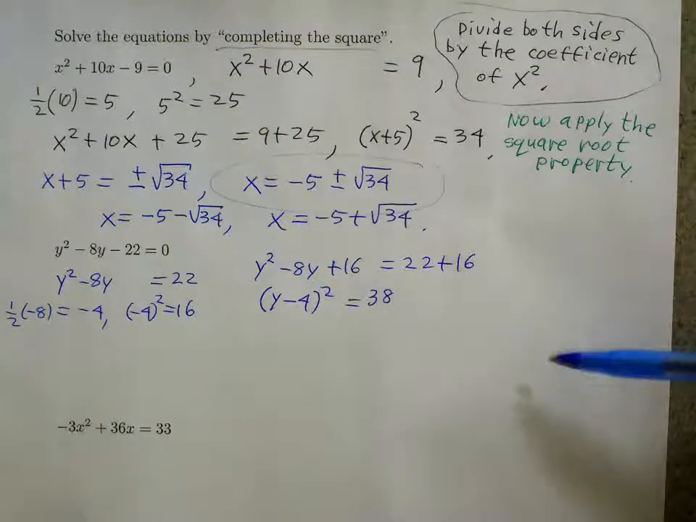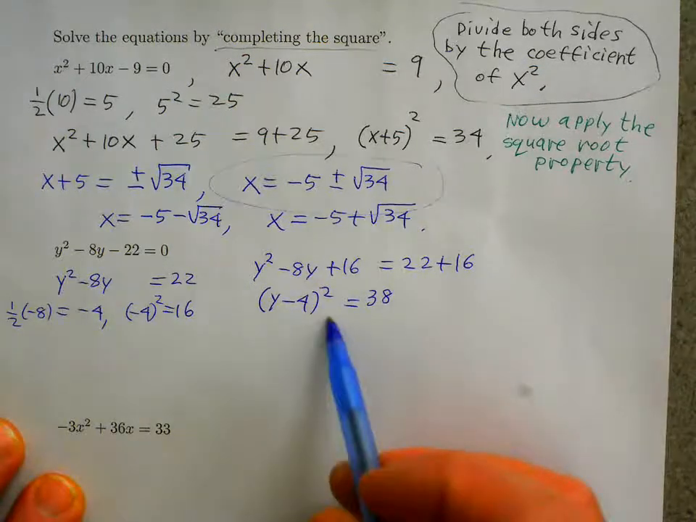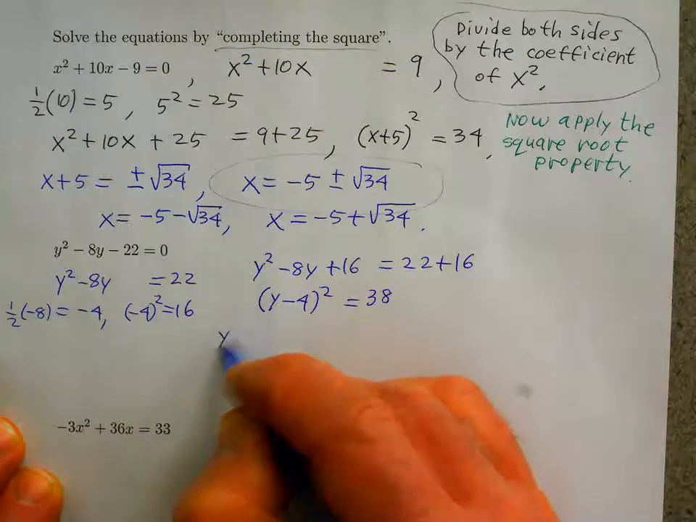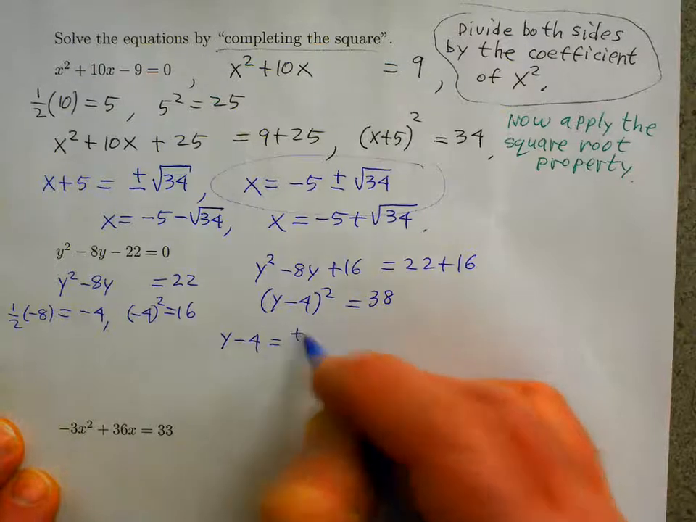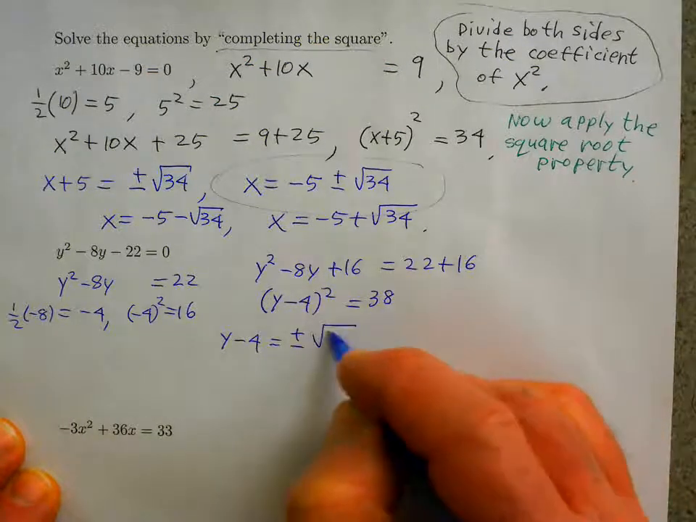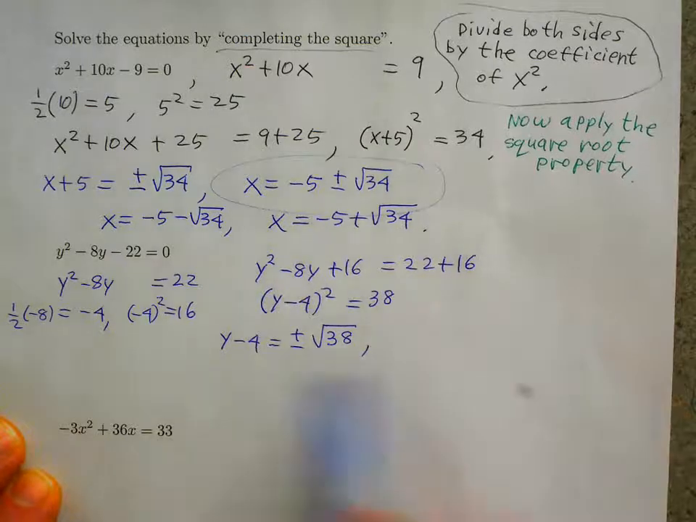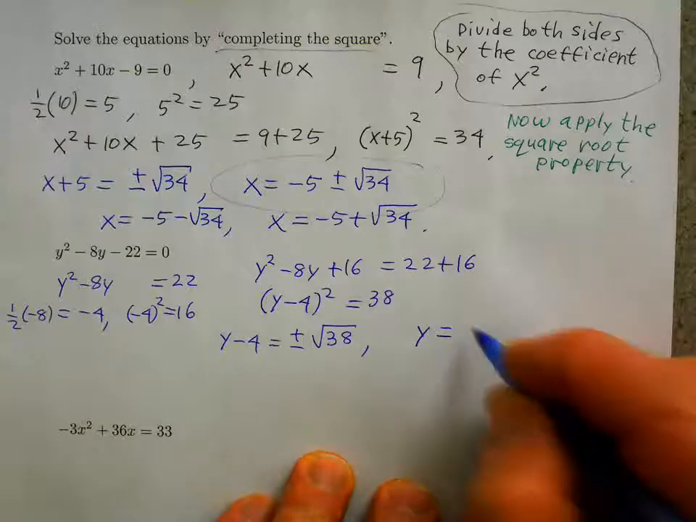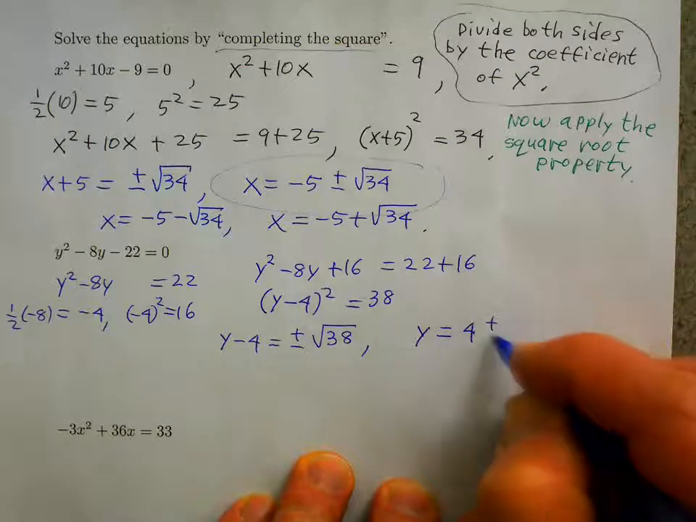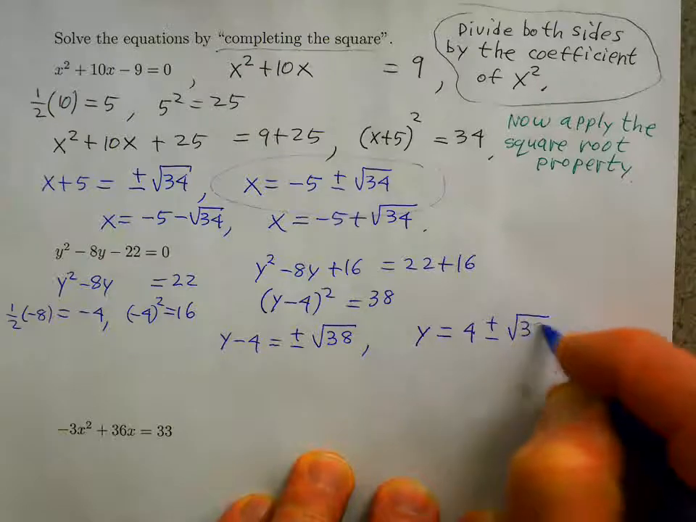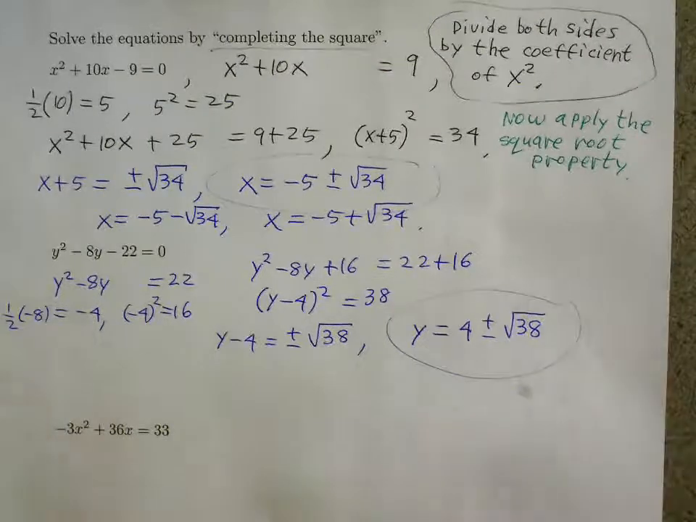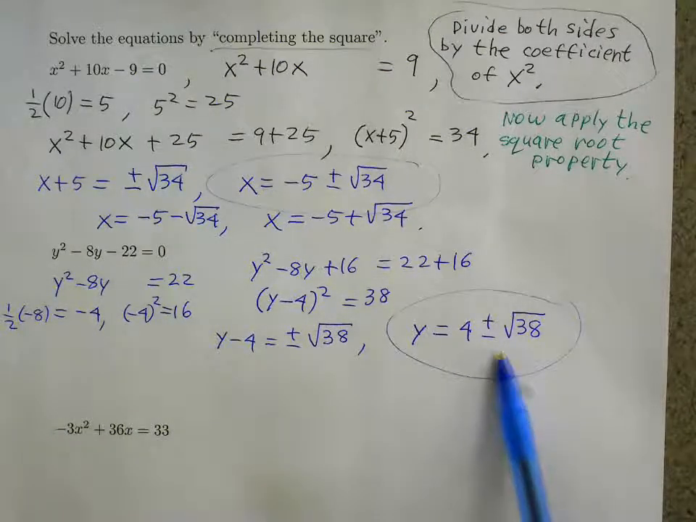And now we apply the square root property. We have y minus 4 squared equals 38. So we can write y minus 4 equals positive and negative square root of 38. Then we add 4 to both sides. And the two solutions are y equals 4 plus and minus the square root of 38. The square root of 38 cannot be simplified any further. So this represents the two solutions.